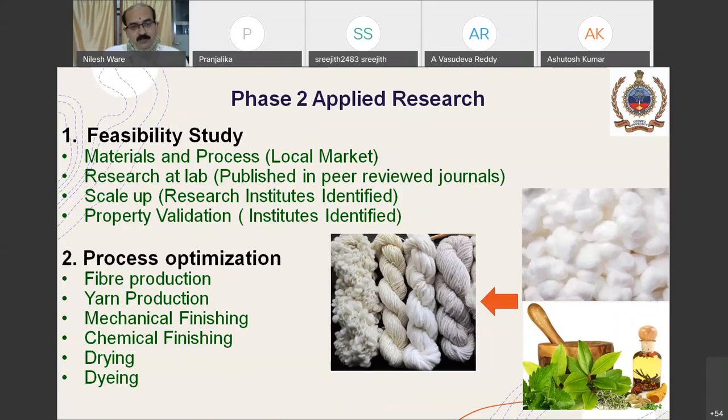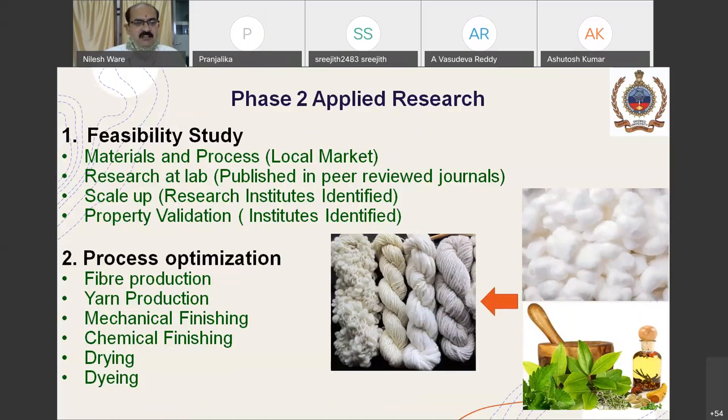During the process of the feasibility study, materials and processes were very easily available. Geographically, we are in Girinagar, and it's a very fertile place. With respect to the local market, my requirement was only herbal extracts. Most of my herbal extracts were taken from Navi Mumbai and also from Karnataka, Hubli.